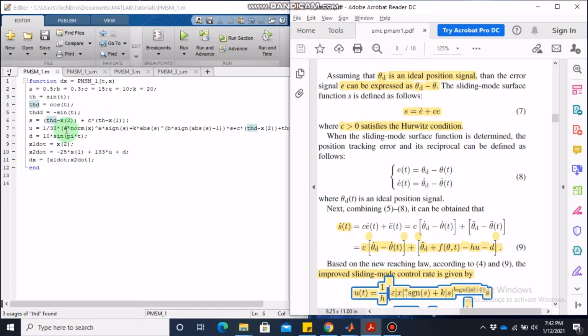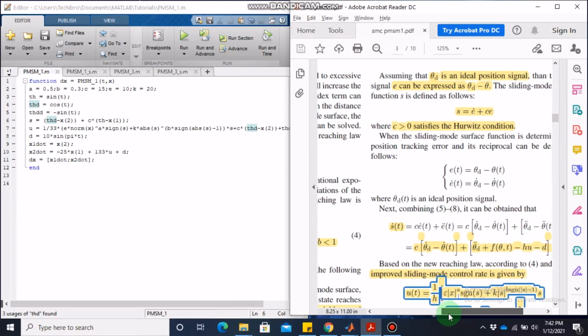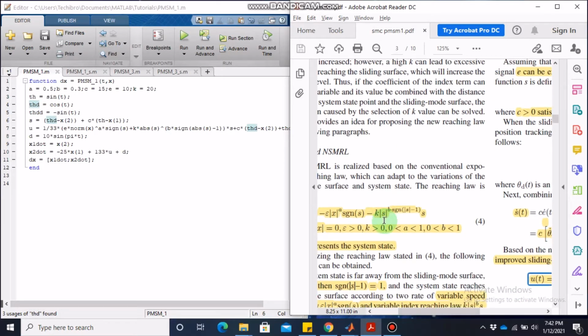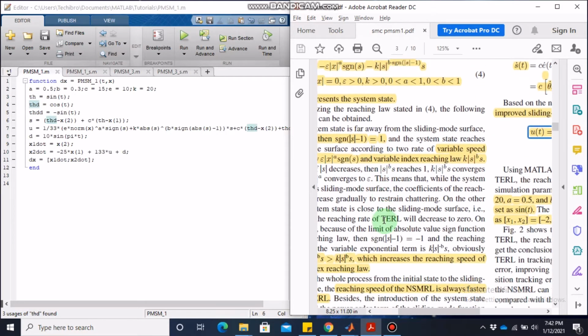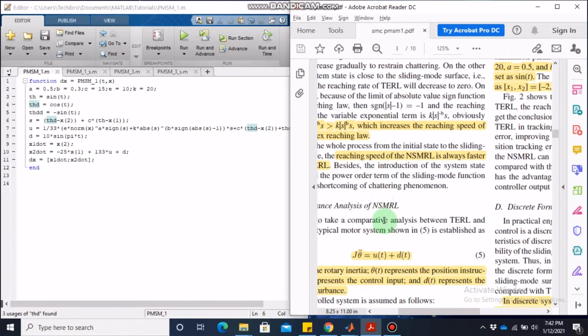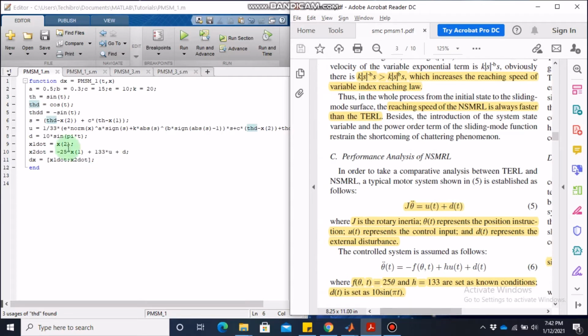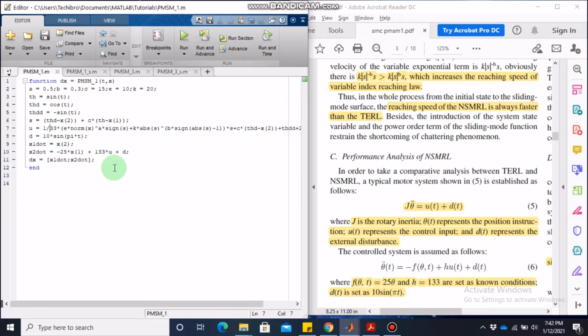And in the control I have 1 over, let me see, is it 1 over h? So what is the value of h again? Here the value of h is 133. So it should really be 133. So it should be 1 over 133, because here h is 1 over 133.